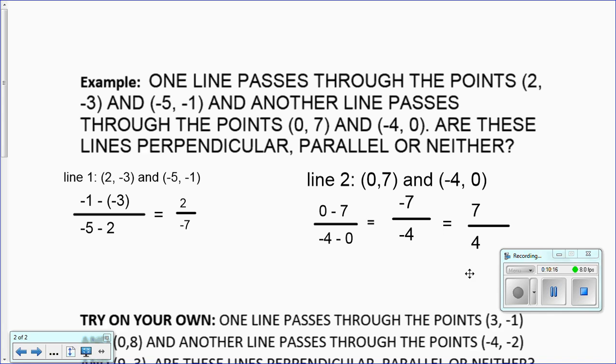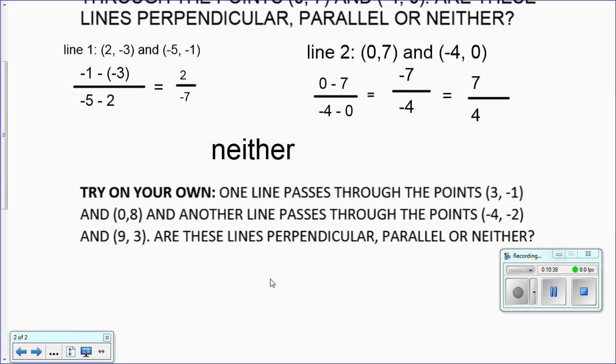Which, yes, the 7 got flipped, and the sign got changed, but it's not 7 over 2, which is the reciprocal of 2 over 7. So, it's very, very close. If that 4 was just a 2, it would have been perfect, and they definitely would be perpendicular. But, because it's not, and they're not the same, this is neither.